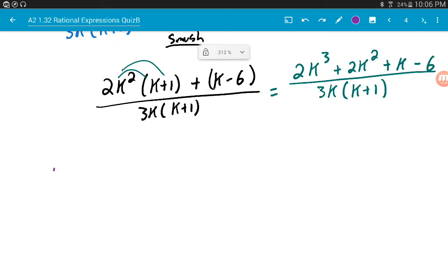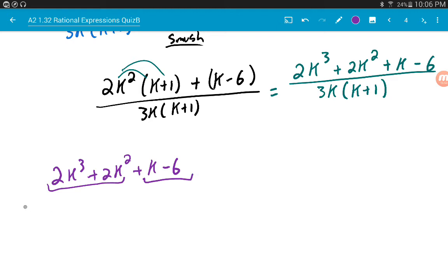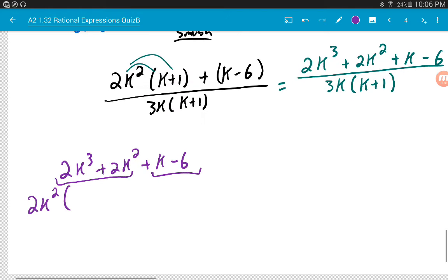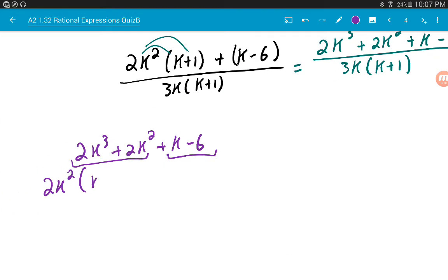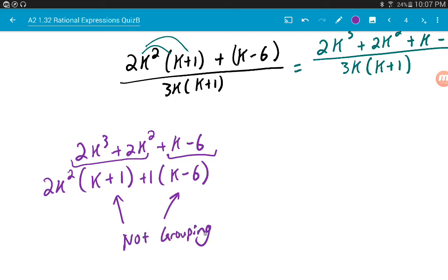Pull this off to the side and let's give it a shot. 2k cubed plus 2k squared plus k minus 6. Let's see. GCF for these, GCF for these. I can pull out a 2k squared, leaving me with k plus 1. On the right, all I can pull out is a positive 1, leaving me with k minus 6, and these are not the same. So it can't be factored by grouping.